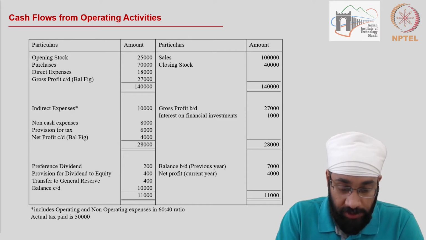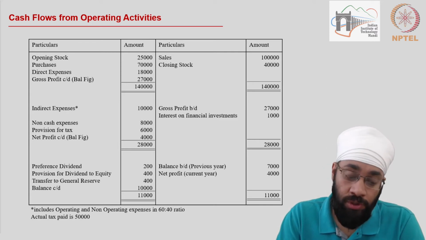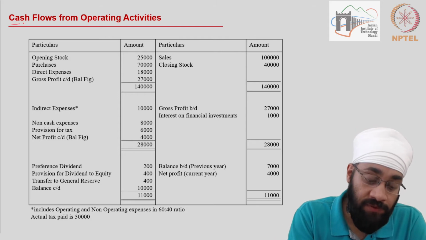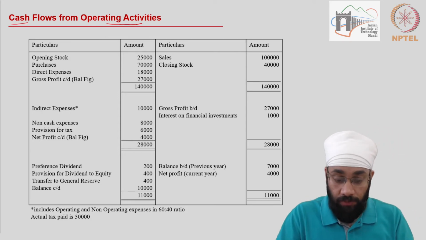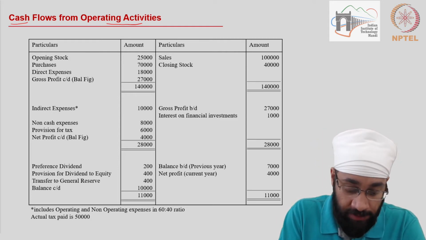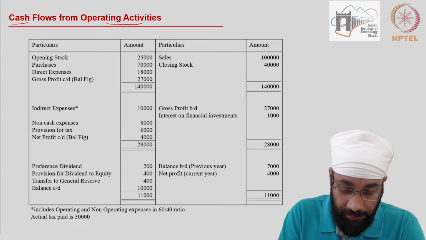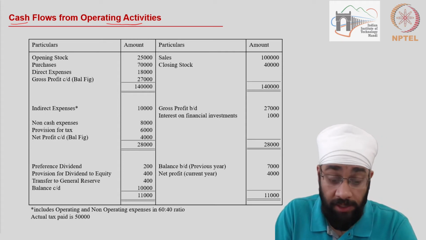So using this, we are going to talk about the process which is used to arrive at cash flows from operating activities. Now let's look at this account. In this account, you have sales, purchases, direct expenses, a number of expenses and incomes are stated here.